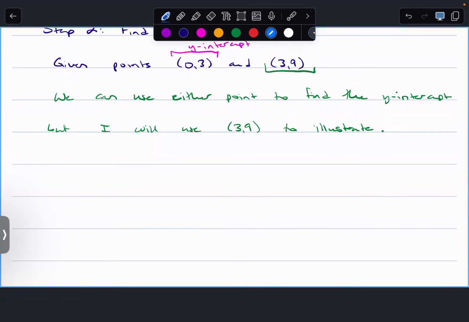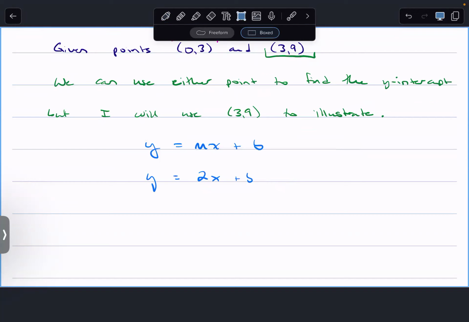So the equation that we're trying to find, right, is y equals mx plus b. We have m. We found m already is 2, so y equals 2x plus b. We're trying to find b.